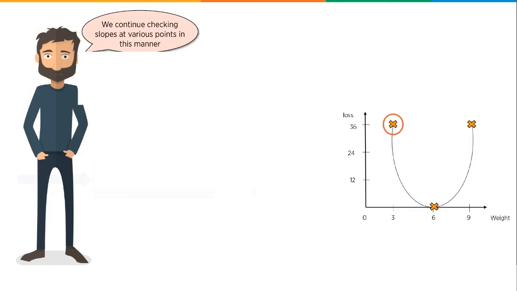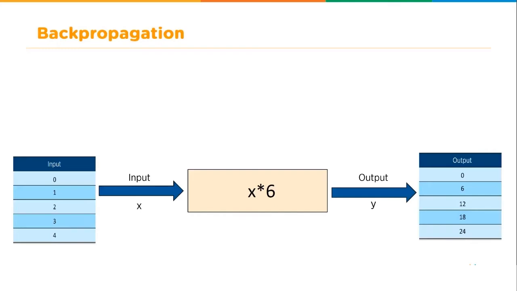A random point on the graph gives a loss value of 36 with a positive slope, and we continue checking slopes at various points in this manner. 36 is quite a large number. This means our current weight needs to change by a large amount. A positive slope indicates that the change of the weight must be positive.